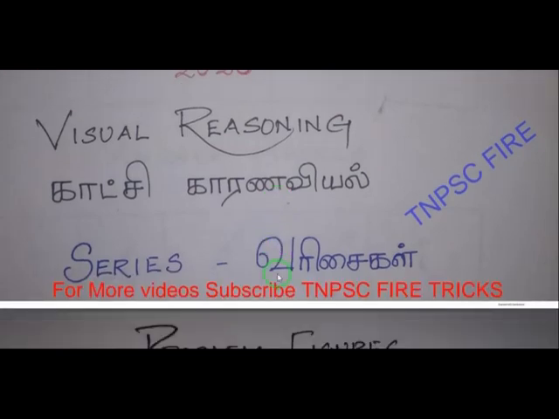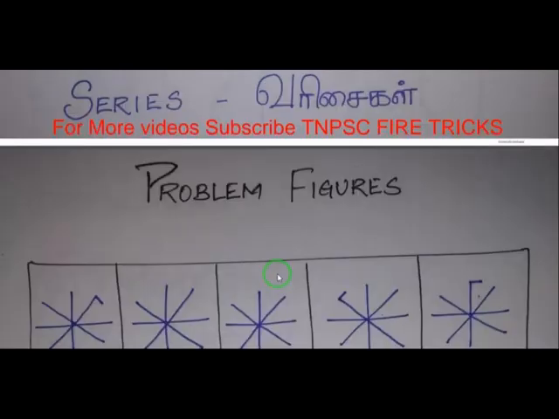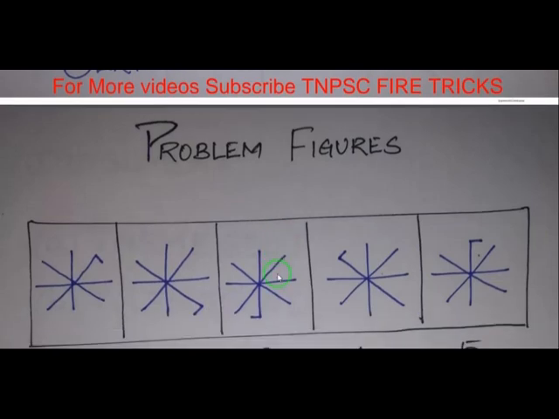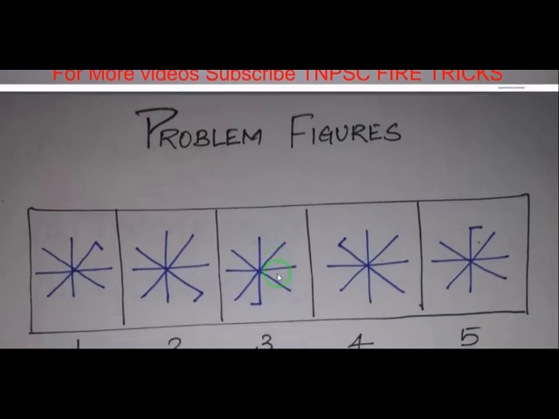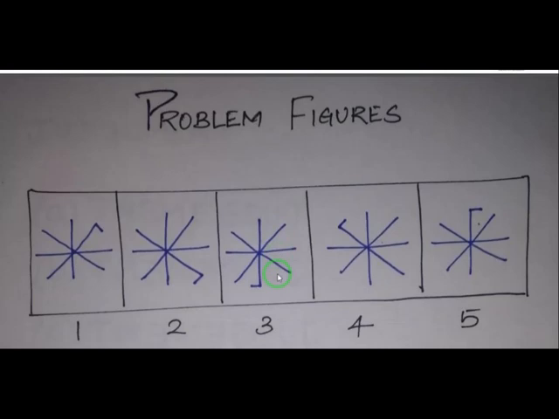Actually, in the series problem they will give 4 to 5 images for you. This is the problem figure they have given. For this kind of problem, we have to find a continuity image. For this series problem we have to find a continuity image. So what image will come next for this question?